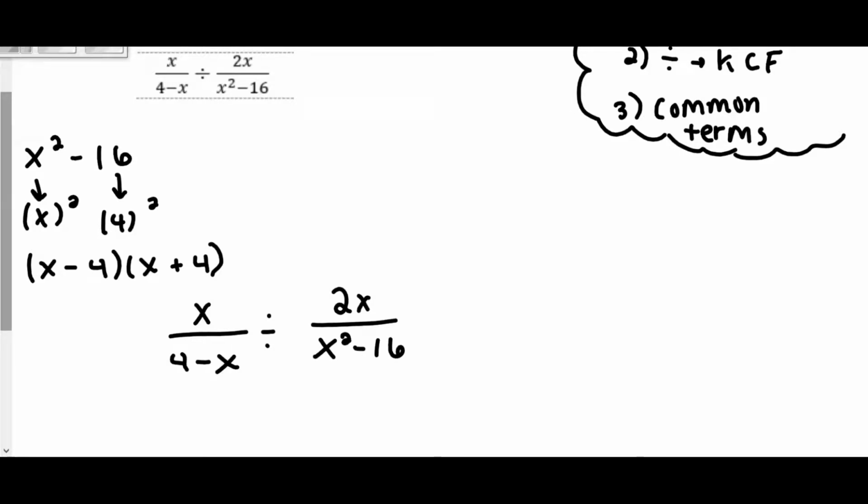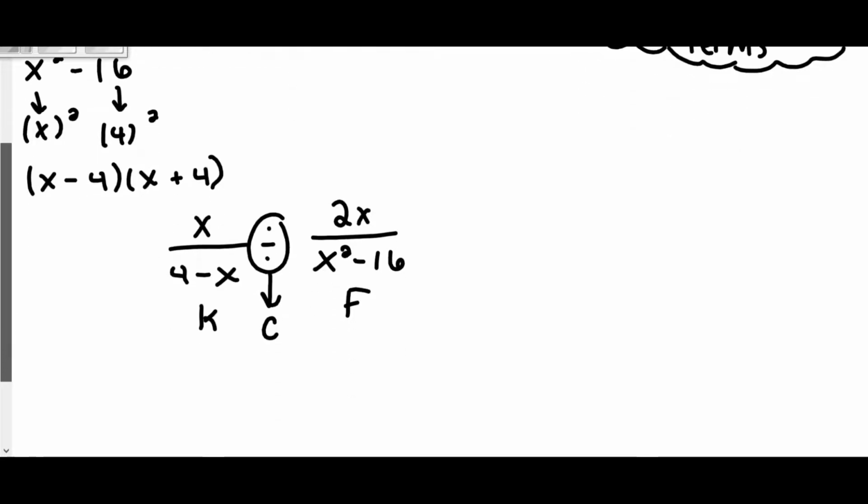Now, this is a division problem, and we have an extra step when dealing with dividing fractions. Again, rational expressions and simplifying them behave just like regular fractions. Whenever we're dividing two fractions, we have to do keep, change, flip. Now that's only for division. If we were multiplying these together, if it was x over 4 minus x times 2x over x squared minus 16, we wouldn't have to do this extra step. But since we're dividing, we have to do a keep, change, flip.